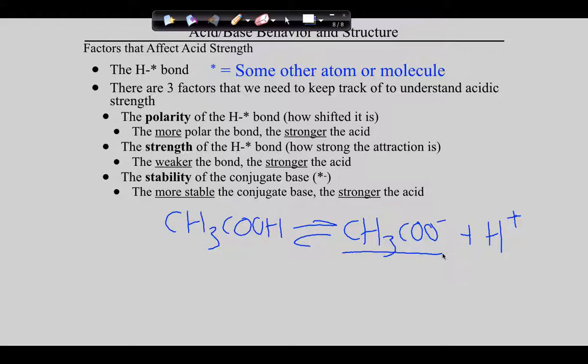So guys, these are our three factors. Just tuck them away in your head. What determines the strength of the acid? It's all about the H star bond. So what determines the strength of the acid? It's the polarity of the bond, the strength of the bond, and then we'll talk later about the stability of the conjugate base. But for now, the really important pieces are the polarity of the bond and the strength of the bond. Given that foundation, can we move on?